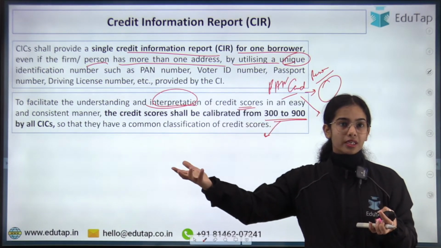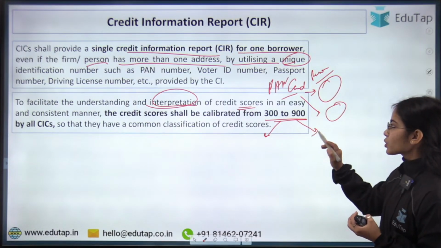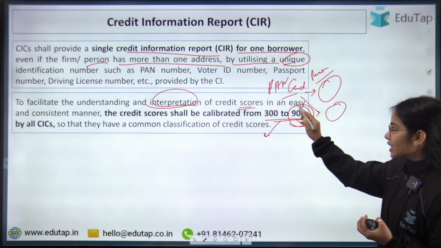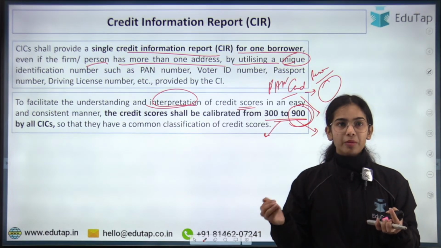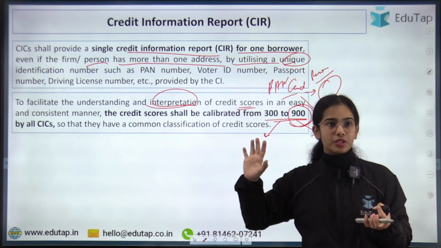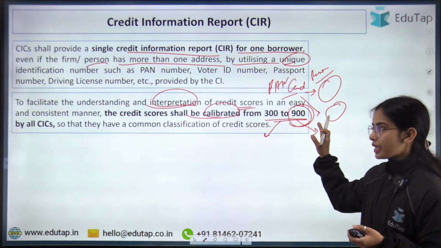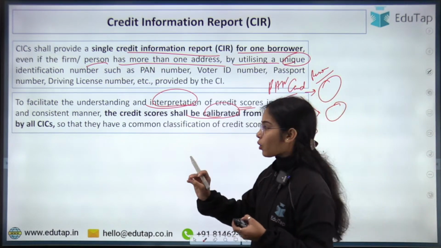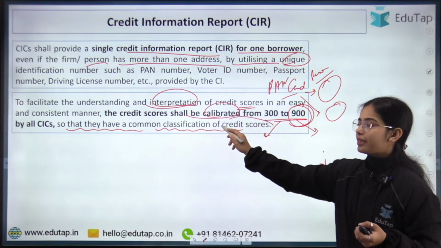The lesser the credit score, the worse your performance is. That means you are not returning the loans, you are not giving the payments on time. The higher your credit score is, the closer you are to 900. That means the better you are performing, you are giving timely payments, timely EMIs, timely repayments. So the credit score shall be calibrated from 300 to 900 by all the CICs, so that they have a common classification of credit scores.